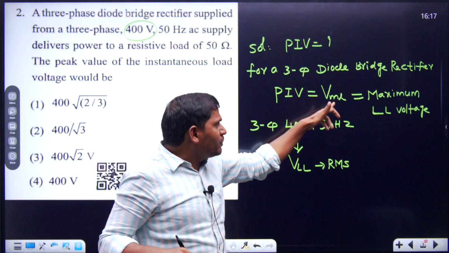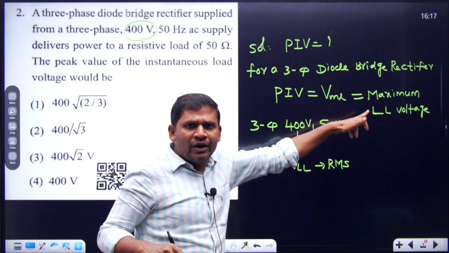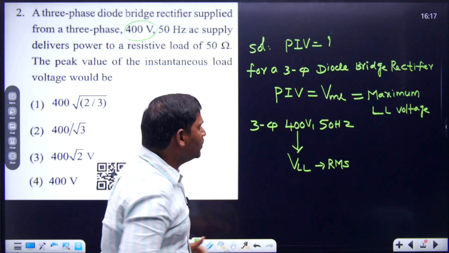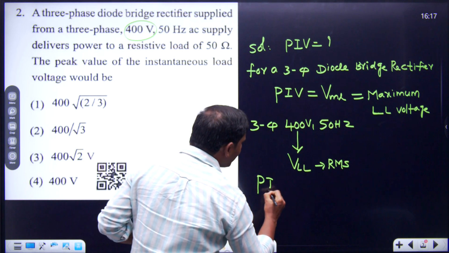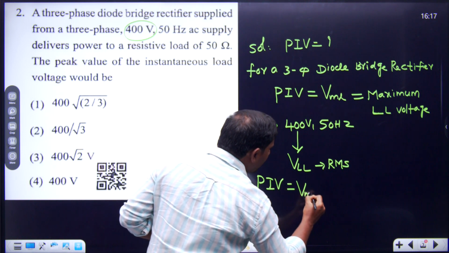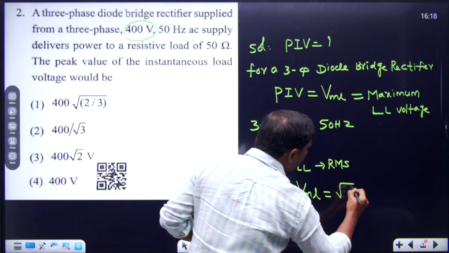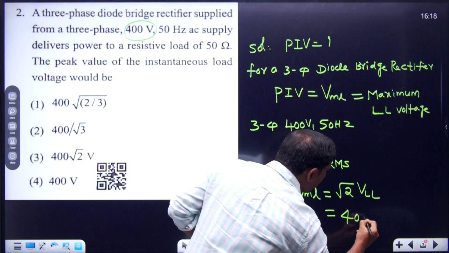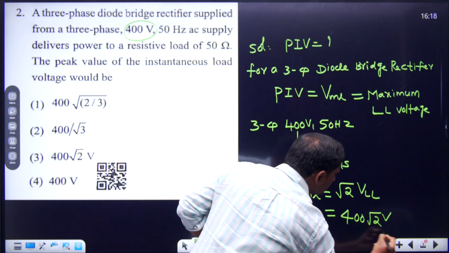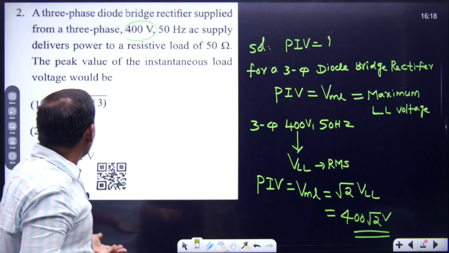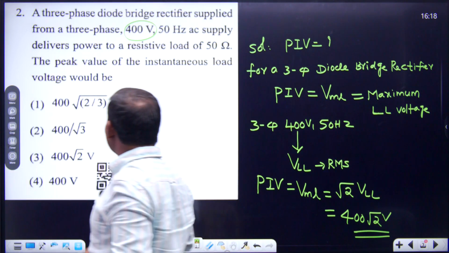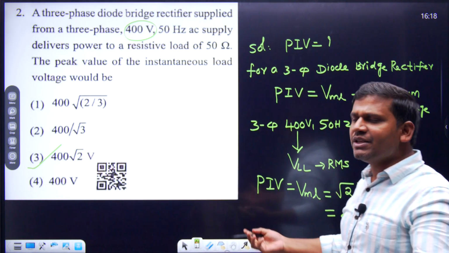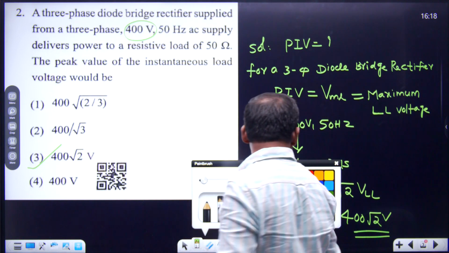But you have to substitute the maximum line to line voltage. Now what is the relation between RMS value and maximum value? The peak inverse voltage equals VML, that equals root 2 times the line to line RMS. This is equal to 400 root 2 volts. That is the answer. Then which option is correct, students? That is 400 root 2 volts, so the third option is correct. It's a direct formula based question.